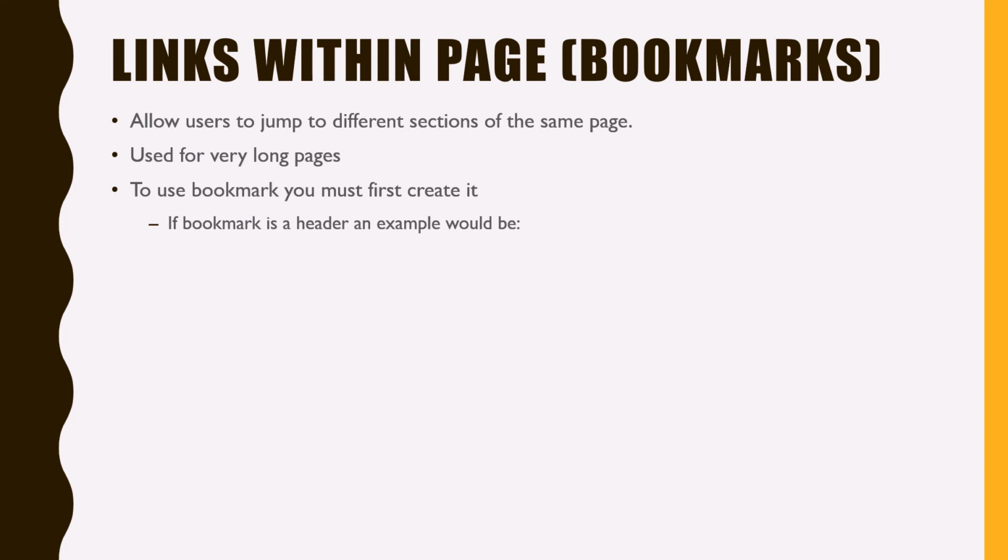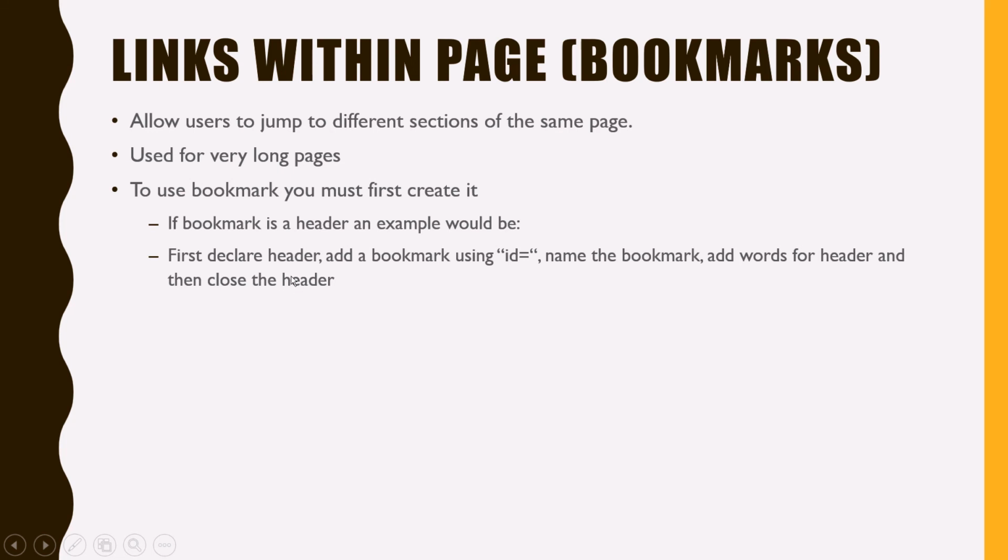If a bookmark was to be contained in a header, for example, here's what we would do. First, you would declare the header by using the header tag. Then you'd add a bookmark using an ID keyword. You'd have the ID equal to the name of the bookmark, which you would give in quotations. Then you'd add words for the header, and then close the header. The words for the header are the text you would have the header say. This is a sample. So if I had header 5, I'd call the ID C4 for chapter 4, and then I'd close the header.